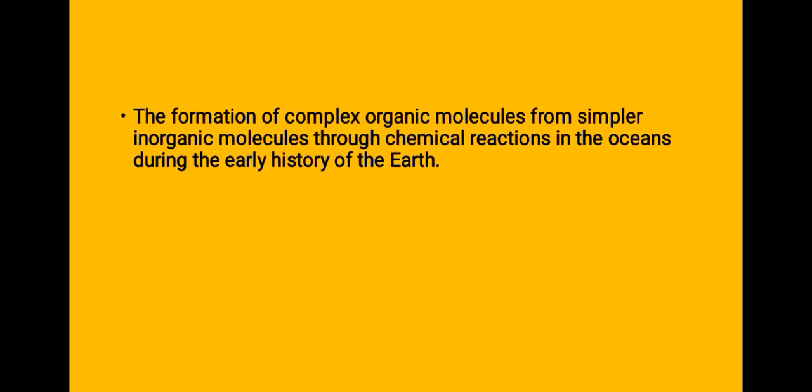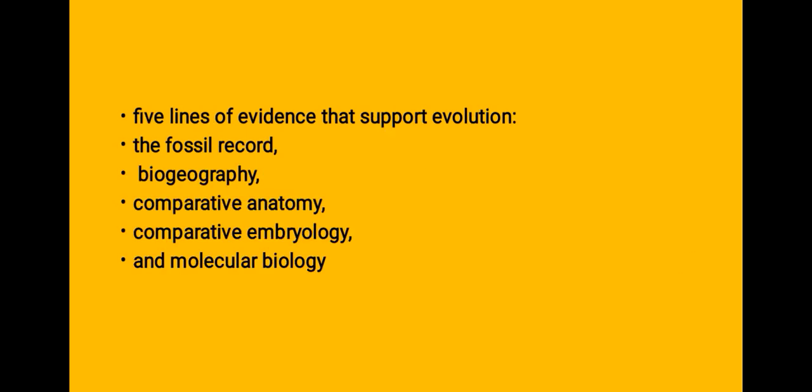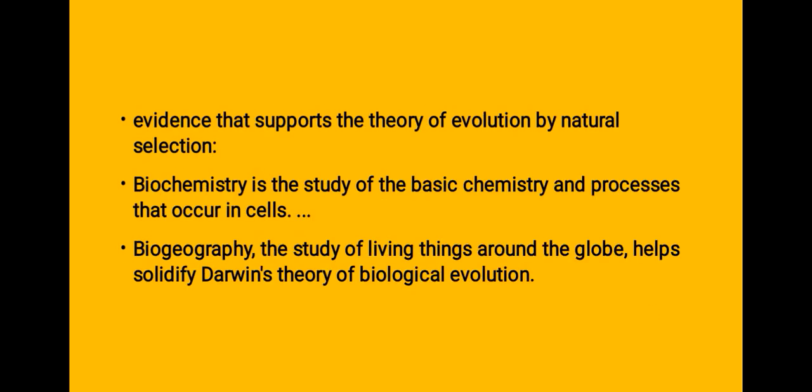The formation of complex organic molecules from simpler inorganic molecules through chemical reactions in the oceans during the early history of the Earth. Five lines of evidence that support evolution: the fossil record, biogeography, comparative anatomy, comparative embryology, and molecular biology. Evidence that supports the theory of evolution by natural selection: biochemistry is the study of basic chemistry and processes that occur in cells. Biogeography, the study of living things around the globe, helps identify Darwin's theory of biological evolution.